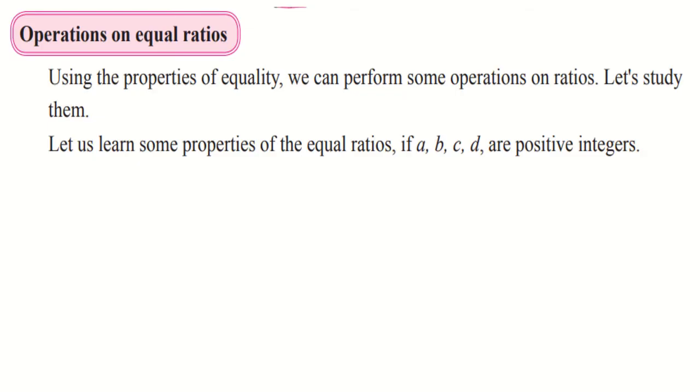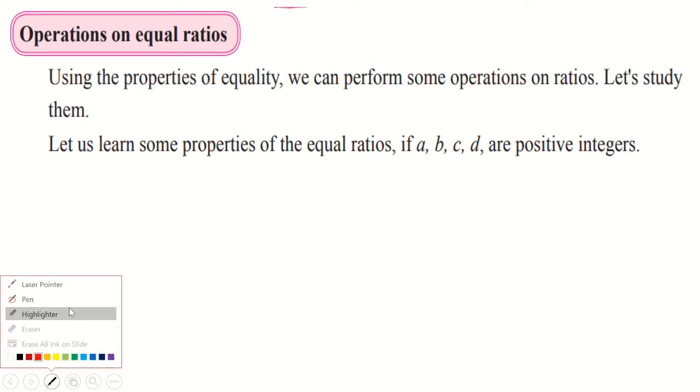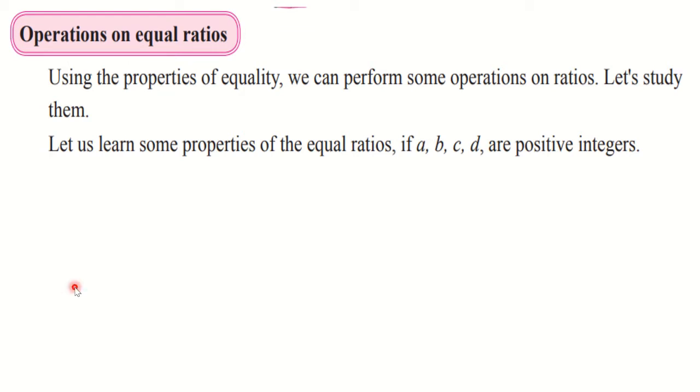Now we are going to study the operations on equal ratios. Here we are going to use the properties of equality, and by using those properties we can perform some operations on equal ratios. Now let us study which are these operations. For this purpose we are going to take two equal ratios, and for that we will take four numbers A, B, C, D, and A, B, C, D are positive integers. So let us see now the first operation.